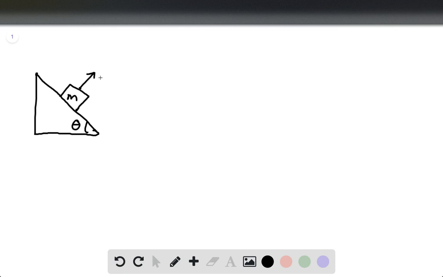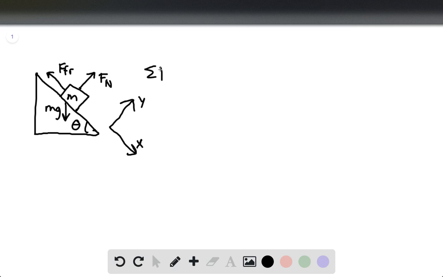We have force normal, perpendicular to the slope, and then we have a force of gravity going straight down. And in the direction opposite of motion, we have force of friction. We're also using our Cartesian axis like this. So this is our y, and then this is our x.